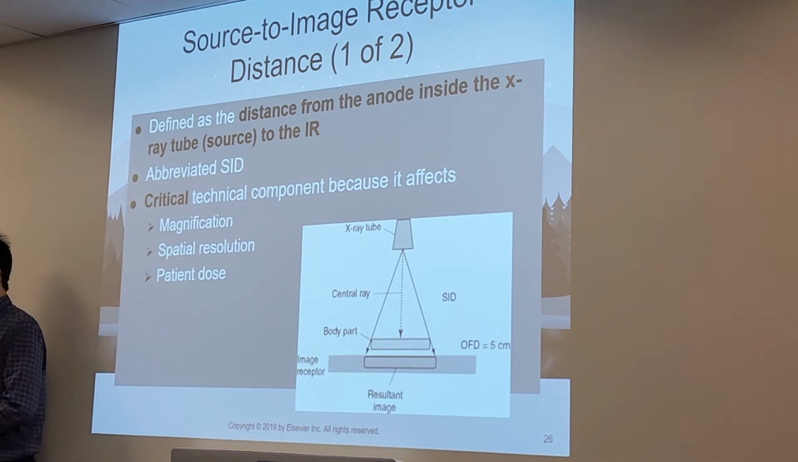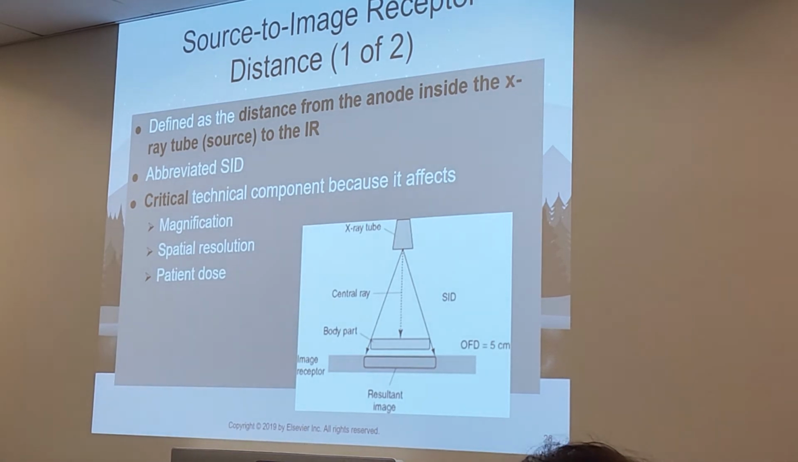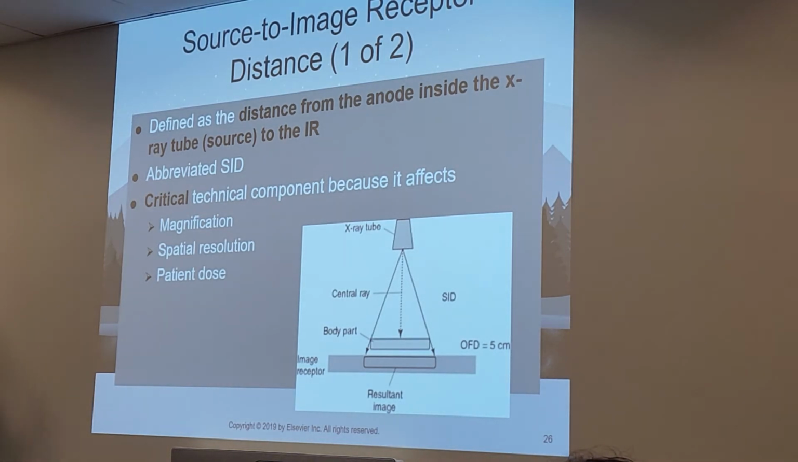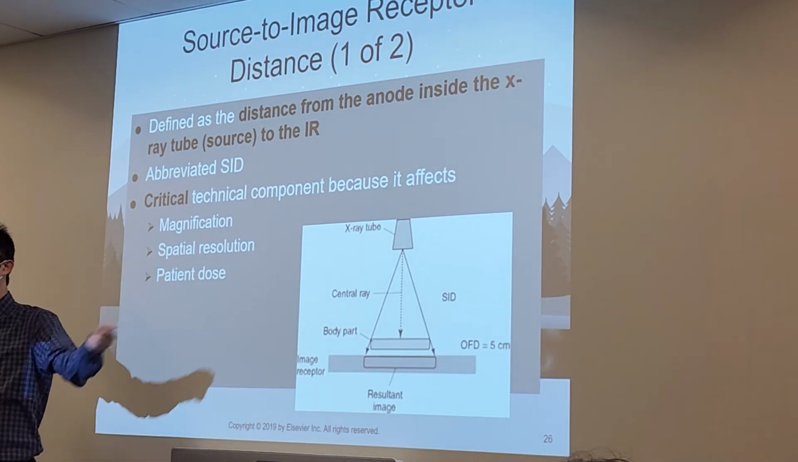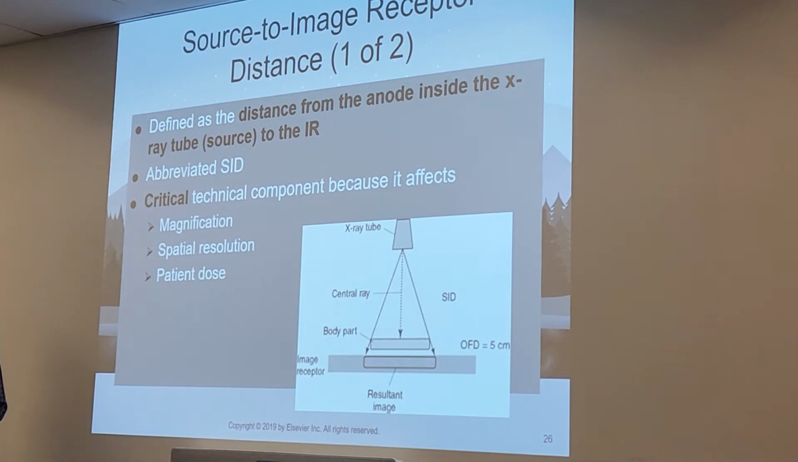Spatial resolution. How well you can see fine details in the image. The closer you are, the closer your SID is, the lower the spatial resolution you have. Increasing the SID increases spatial resolution. It makes your image look more sharp, less blurry.